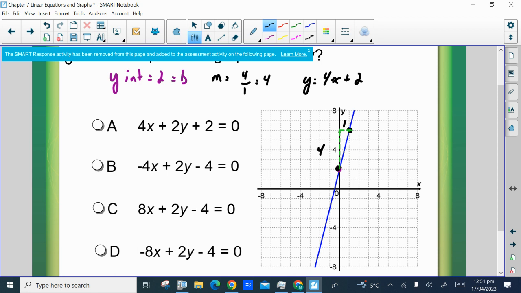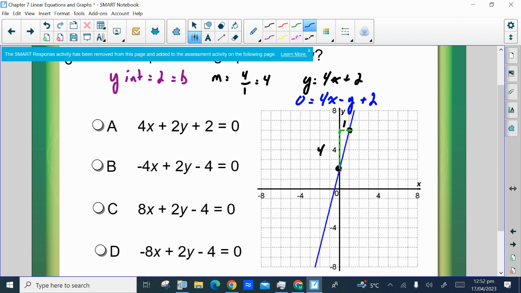Now, if we look at all 4 equations that we have to choose from, 2 of them are exactly in general form. The other 2 are close to general form. The difference is that in general form, we always make the x term positive. Answers B and D have the negative x term, but that's okay. I'm going to put this equation in general form. By moving the y over to the right, it'll be 4x minus y plus 2 equals 0. So that is the equation of this line in general form.